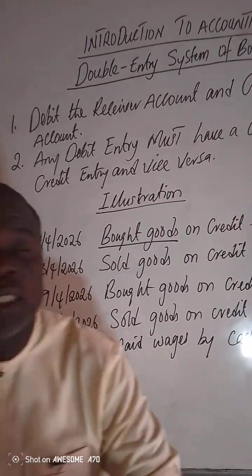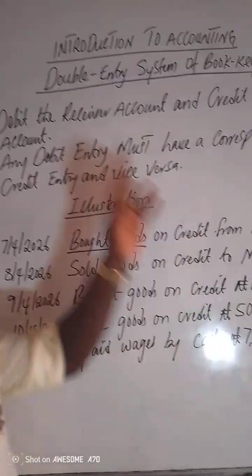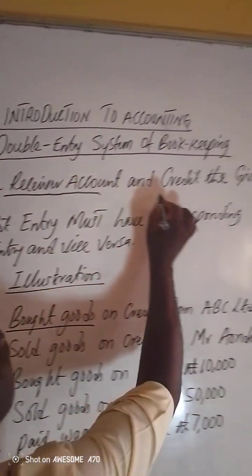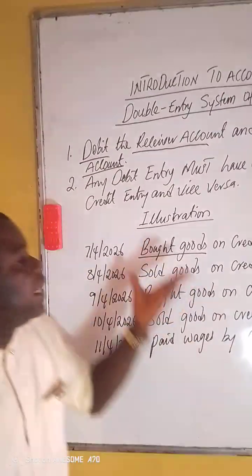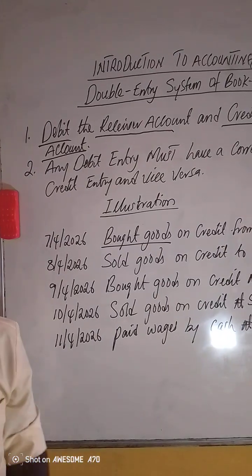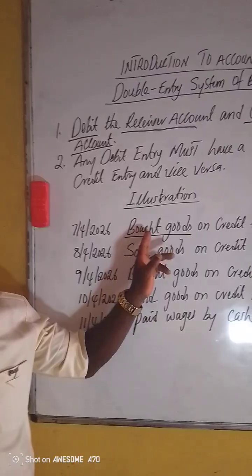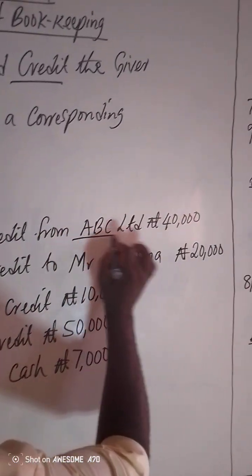Mind you, the emphasis is for you to know the receiver account and the giver account. The principle says debit the receiver account and credit the giver account. So if you really want to get it right, in any given transaction, you must identify the receiver account and the giver account. In this case, bought goods means purchases, and the giver here is ABC Limited.